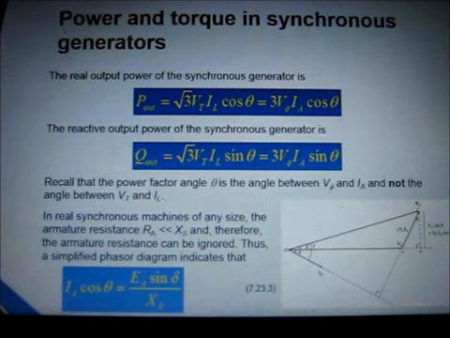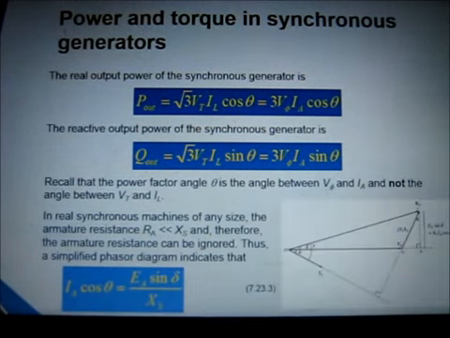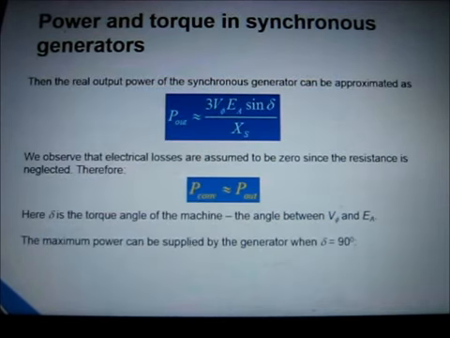In a synchronous machine of any size, the armature resistance is very small compared to the reactance, and therefore the armature resistance can be ignored, and hence we get Ia cos phi equal to Ea sin delta by Xs. In this case, the armature resistance is ignored as it is very small compared to the reactance. You can refer to this phasor diagram also. The real output power of the synchronous generator is approximated to be 3 V phi Ea sin delta by Xs. You can go through its derivation, it is given in the book.